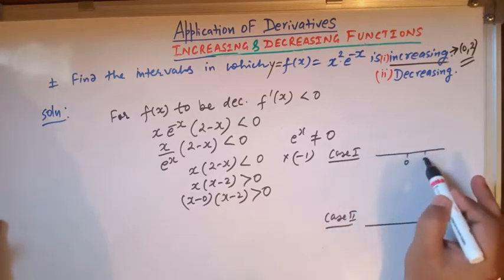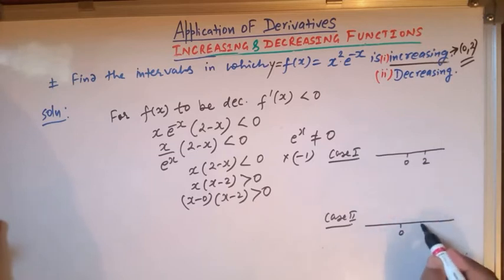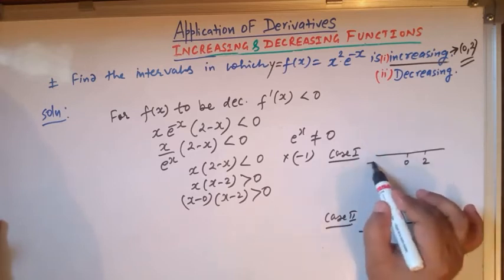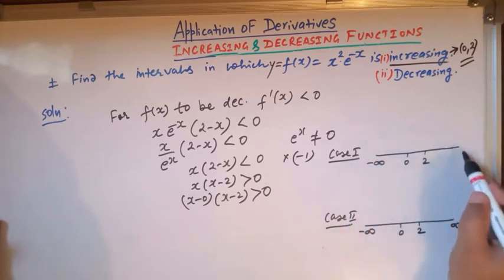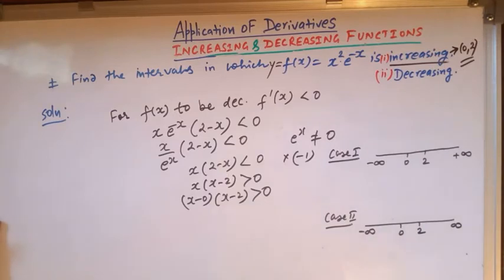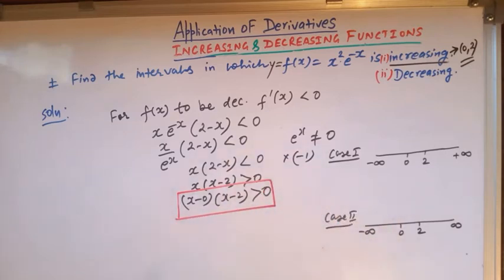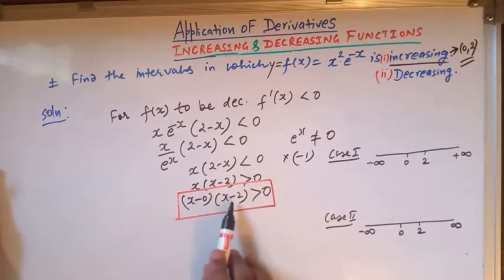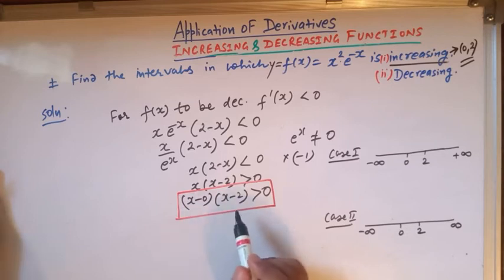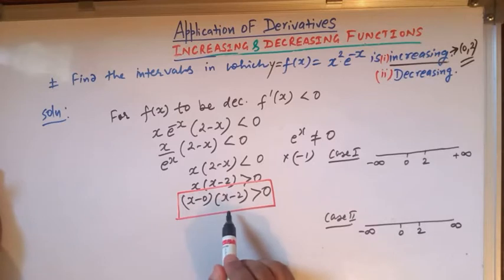Here we have 0 and 2. Here also we have 0 and 2. This is minus infinity, this is plus infinity, this is minus infinity, and this is plus infinity. So this inequality will be satisfied if both the products are less than 0 or both the products are greater than 0.